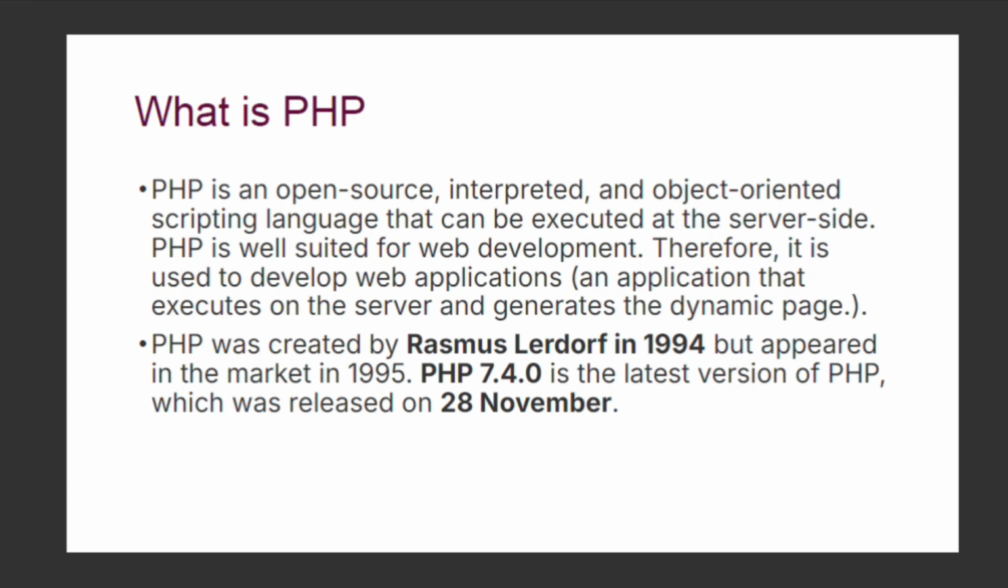The history of PHP. PHP was created by Rasmus Lerdorf in 1994 but appeared in the market in 1995. PHP 7.4.0 is the latest version of PHP, which was released on 20th November. The full form of PHP is Hypertext Preprocessor. It is an HTML embedded server-side scripting language designed for web development. It is also used as a general purpose programming language. It was created by Rasmus Lerdorf.